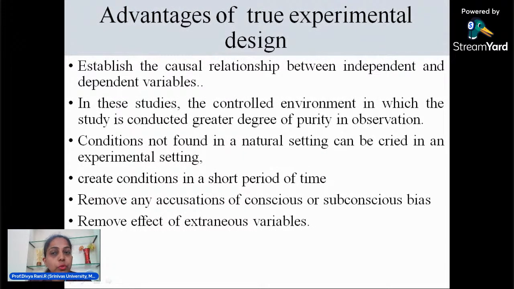Next is advantages of true experimental design. As I already told you, in true experimental design you are going to establish a relationship between independent and dependent variable, and everything takes place in a controlled environment. So there will be purity in the observation of whatever you are observing in the research, and there is less chance for other extraneous variables to have an effect on this kind of research. And this creates conditions in a short period of time, and any kind of bias can be avoided in true experimental design. So this is the advantage. Next slide, please.